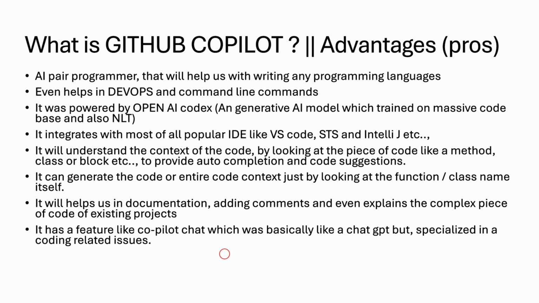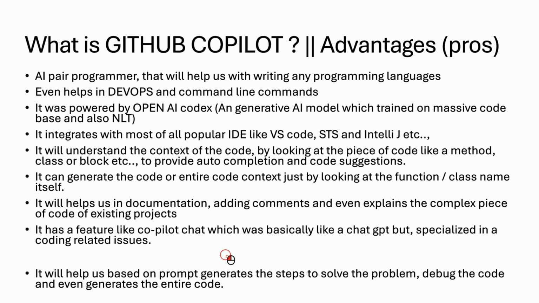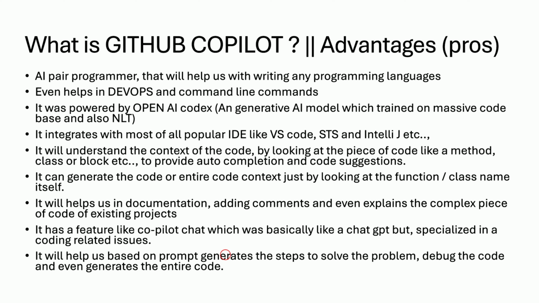Okay. And the other important thing is that, based on a prompt, it generates the steps to solve a problem, debugs the code, and even generates the entire code. GitHub Copilot Chat takes a prompt and generates the steps to solve the problem, debugs the code, and even generates the entire code for your code context or question. So these are the advantages you have to remember.